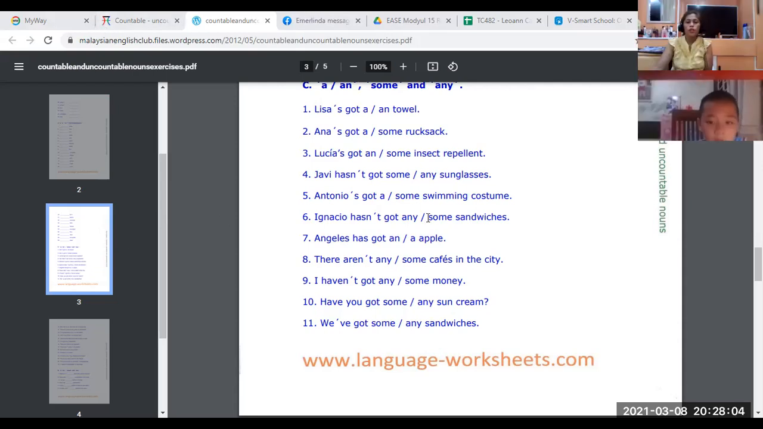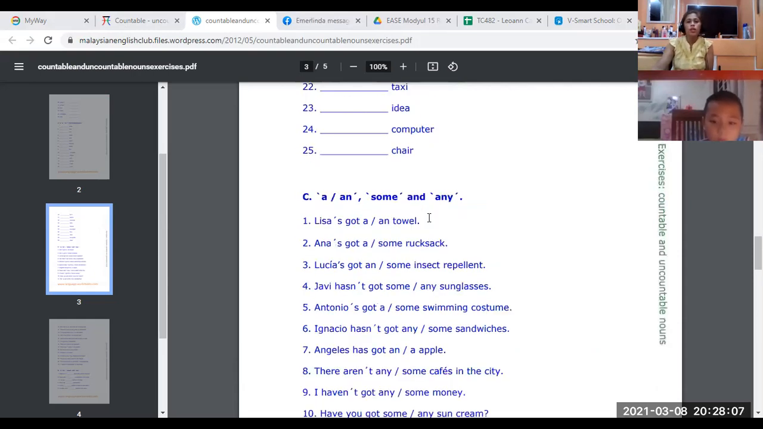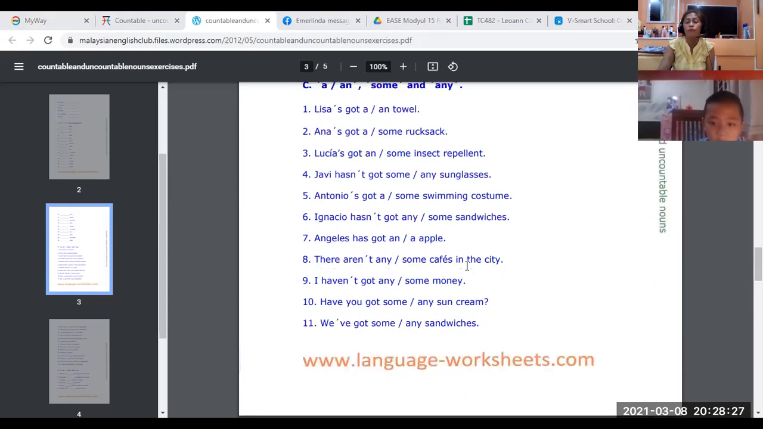Okay, Keo. For this exercise, you have to write a or an, some and any. Lisa got what? A or a towel. Please just put one, just underline. You have to answer 1 to 11. Just underline your answer. Read it carefully and then underline your answer.